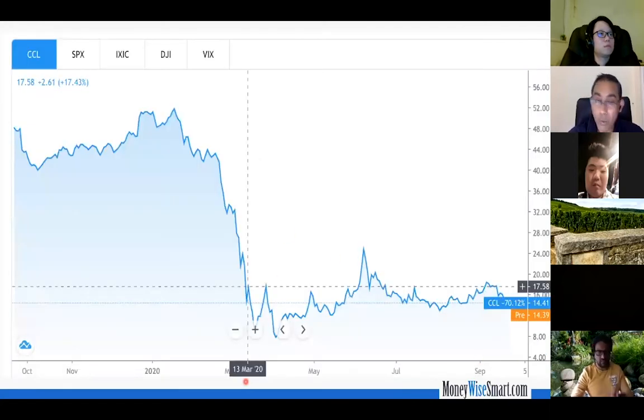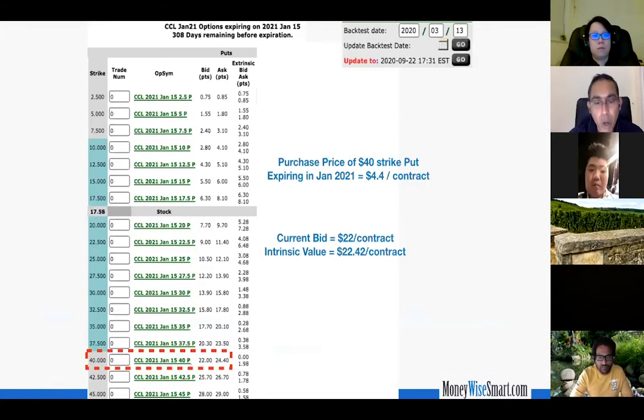Now, look what happened on 13th of March. The world is going crazy. The share price has halved to $17.58. And as you can guess, the put options have exploded in profit. So imagine the person who bought the $4.40 put option, he has already made almost 6x of his investment, slightly more than 5x.